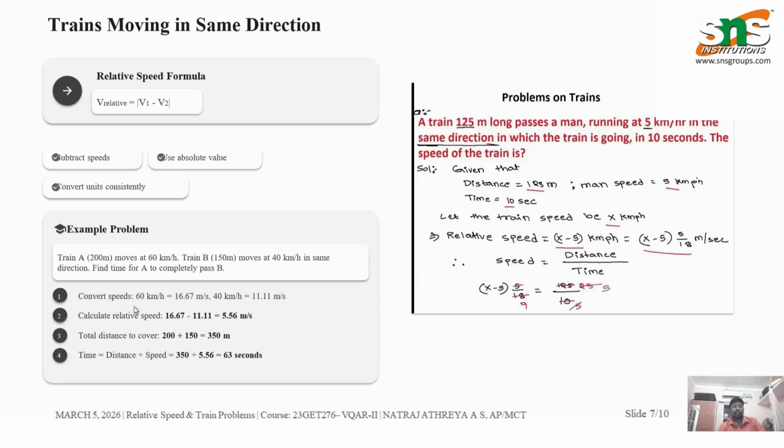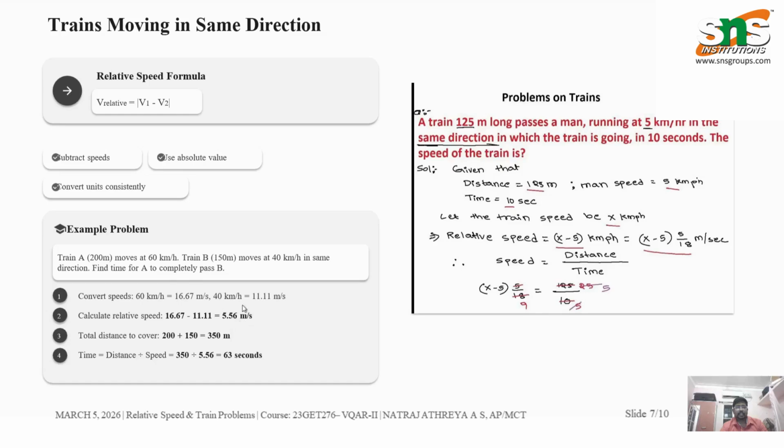First we have to convert all the units, so we'll convert them to meter per second. 60 kilometer per hour is equal to 16.67 meter per second. And for B, it is 40 kilometer per hour, which becomes 11.11 meter per second. Now we have both in meter per second. Calculate relative speed. So relative speed is 16.67 minus 11.11, that is 5.56 meter per second.